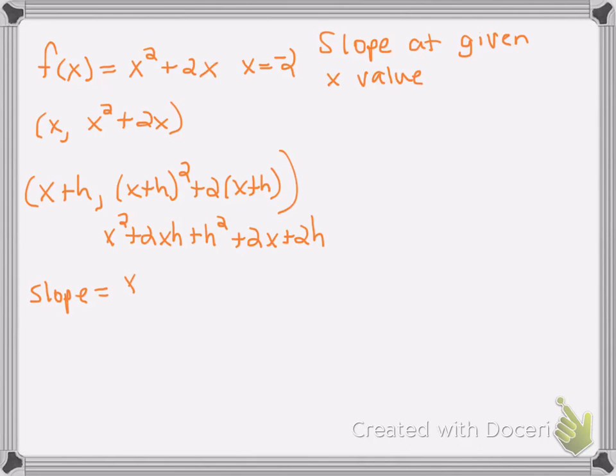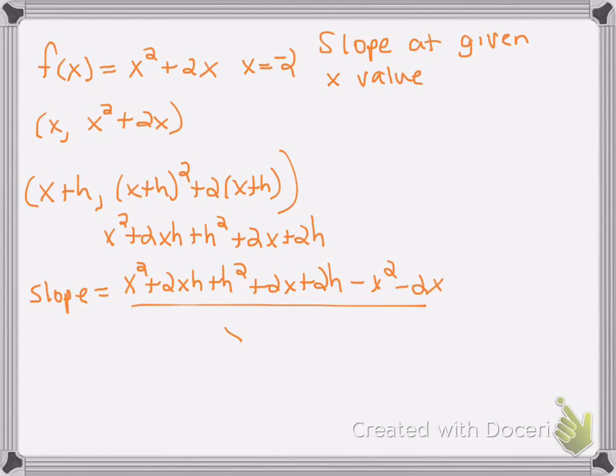I'm going to take my new output, which is that x squared all through it with those h's, and I'm going to subtract my original output. So I'm going to minus x squared and minus 2x as well. Then what I'm going to do is divide that all by the difference in my x's. So I'm going to take my x plus h and I'm going to subtract x. You're going to see that a lot of stuff is going to cancel out.